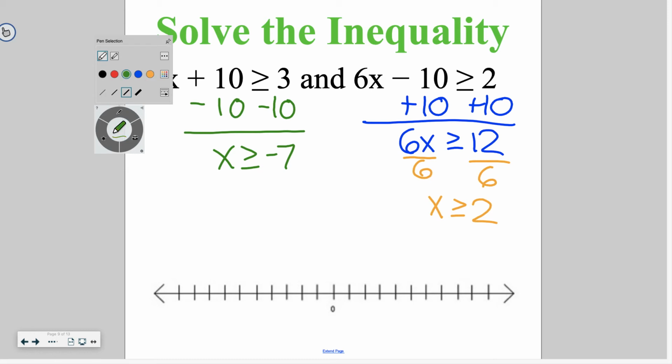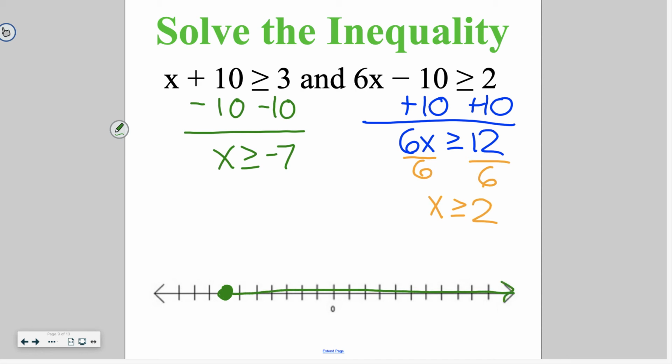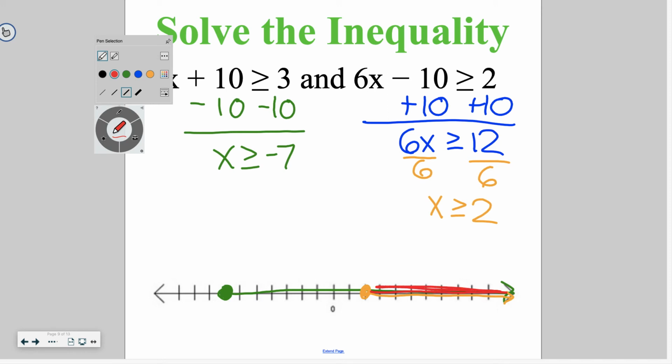So for this first inequality, I'm going to go over to negative 7. 1, 2, 3, 4, 5, 6, negative 7. And I'm going to put my filled in circle because it's greater than or equal to, and that's going to the right. Then we have x is greater than or equal to 2, so I'm going to come over 1, 2. I've got a dot here, and again, this one I'm also going to the right. So our job now is to figure out what part actually works. So we're looking for that piece of overlap. So this piece going greater than 2 is our solution here.